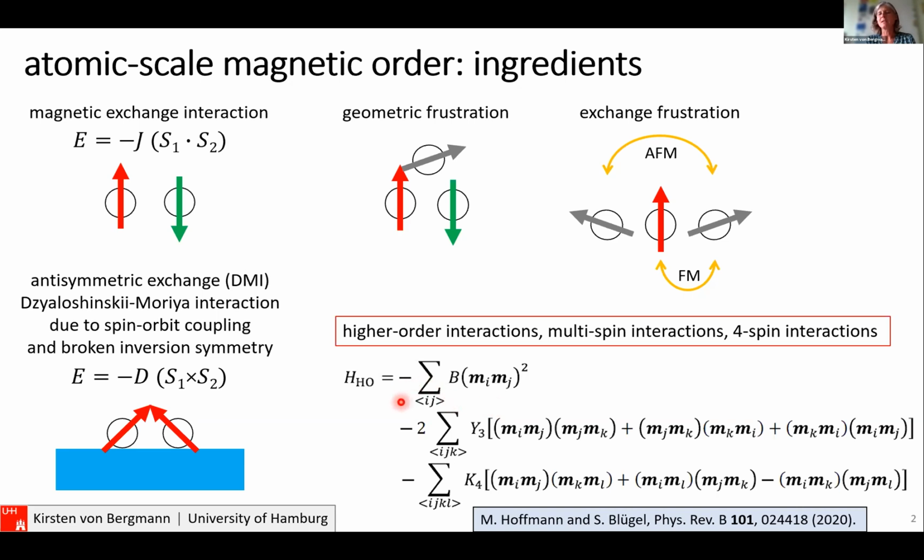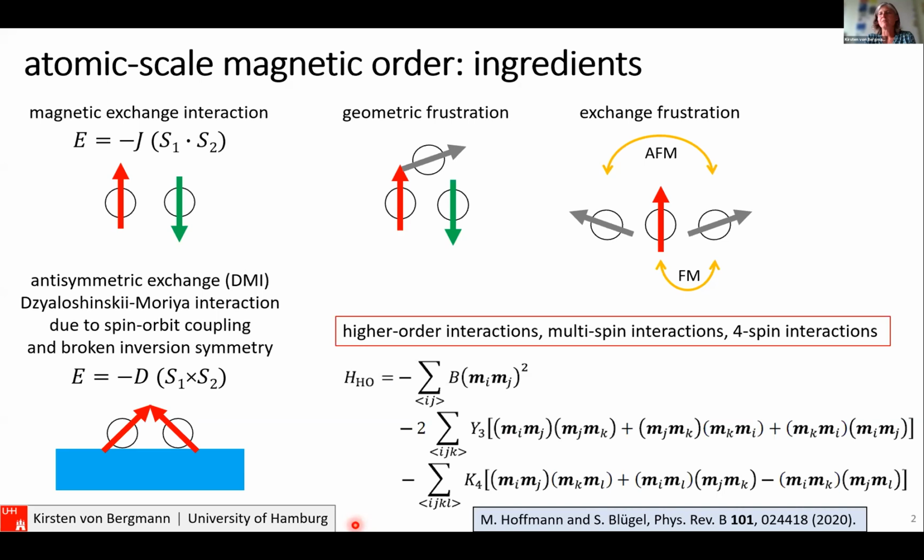And this hopping between 4 spins can be attributed to a 2-site interaction or a 3-site interaction, or the hopping between 4 different magnetic moments. So this would be the 4-spin, 4-site interaction, and so on. And the details about these interactions you can find, for example, in this recent reference, where now also this 3-site interaction has been included.